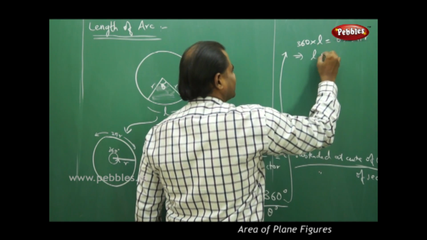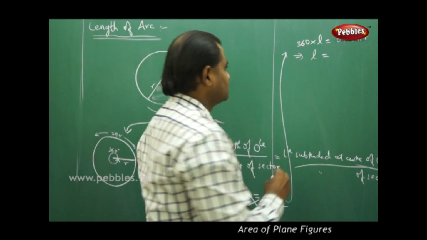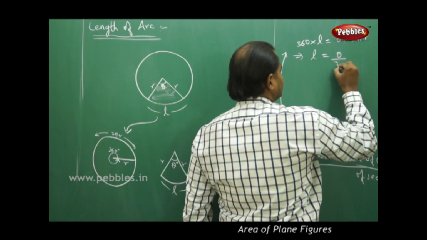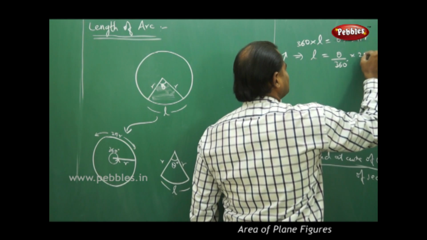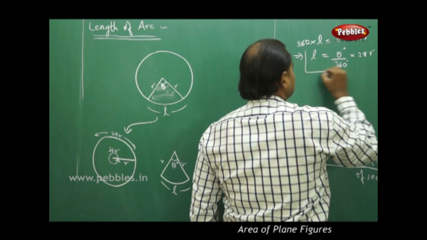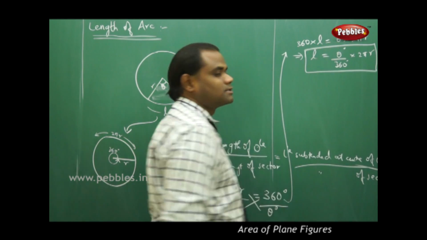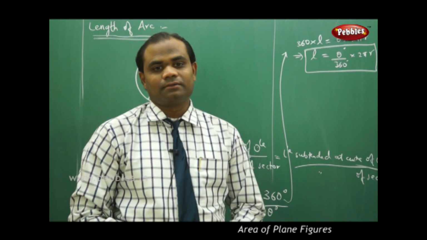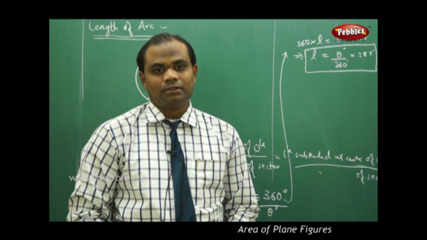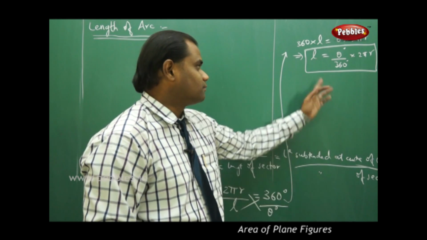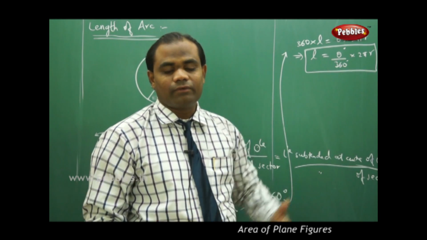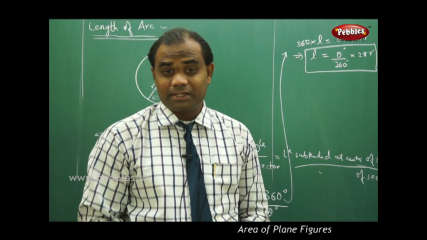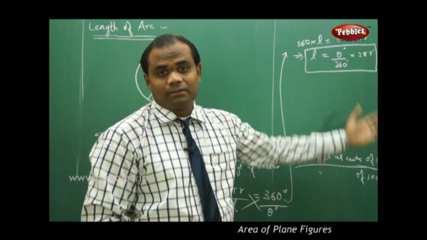Taking L to the left and the remaining terms to the right, I get theta by 360 into 2 pi r as the length of the arc, which is the same formula obtained in the previous session for length of arc. So this is how we find the length of arc connected with angle. There are various methods through which the formula is derived, this being one of them.